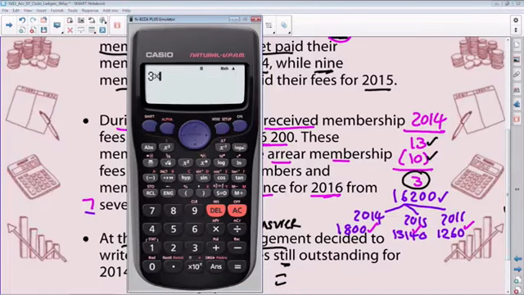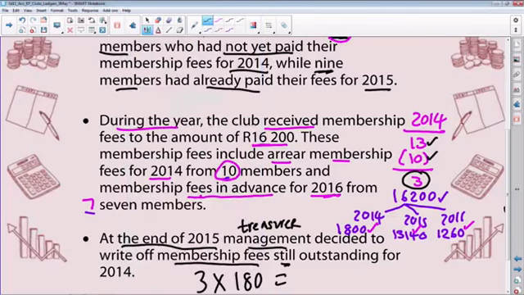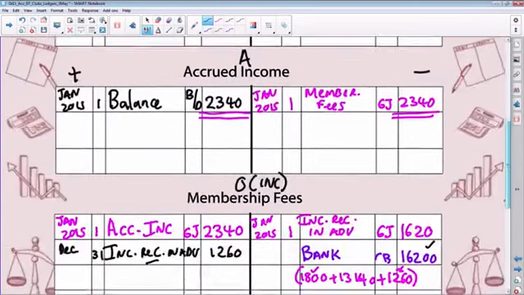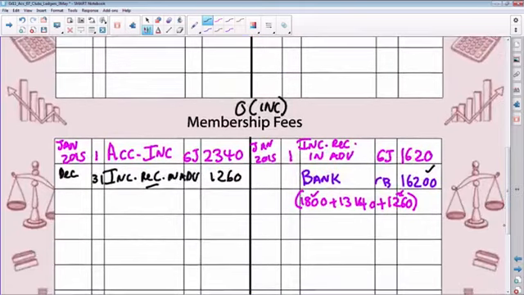So let's do that. 3 times 150. Oh, that's wrong. Let's correct that. It's 180, not 150, and that gives us 540. So let's write that down. 540 is what we're now writing off. So let's go back to our ledger. In our ledger, membership fees, we're now writing off 540.